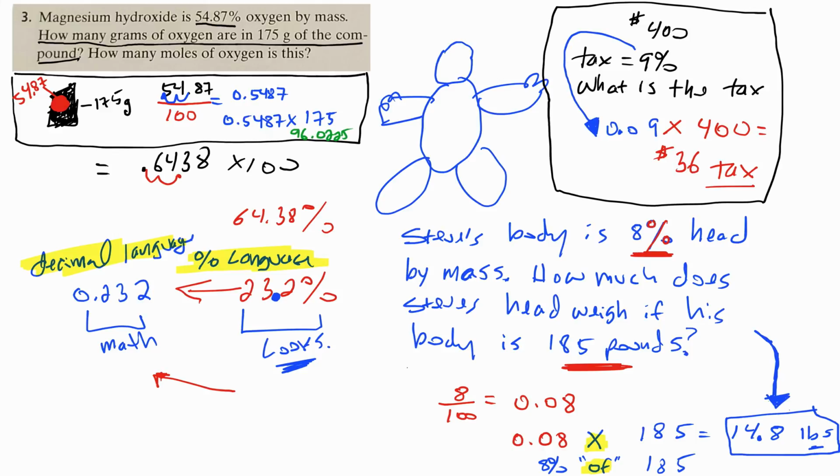No, we figured out the grams, just like we figured out how much my head weighs, the pounds of my head, we figured out the grams of oxygen. Okay? So that's grams of oxygen. So we got 96.0225 grams of oxygen. All right, but now I'm going to erase this piece right here.